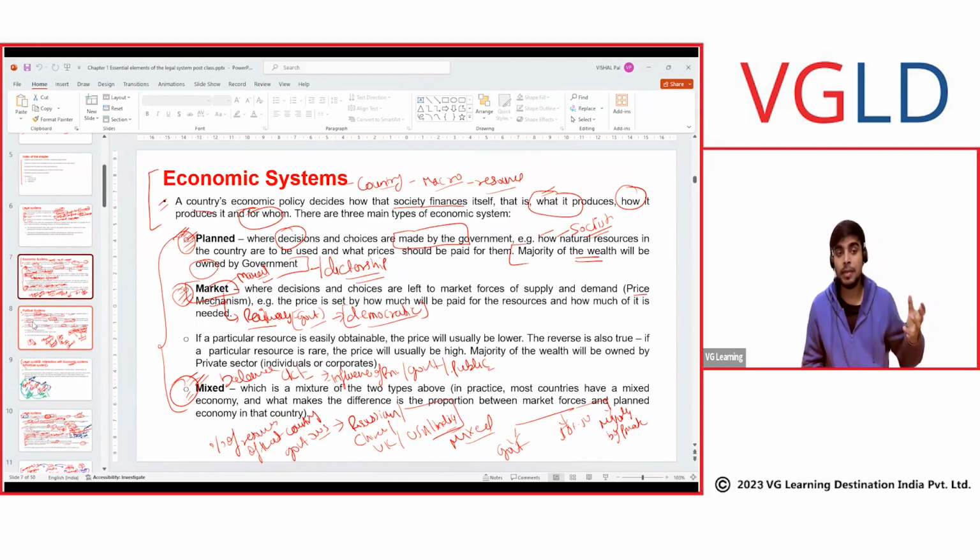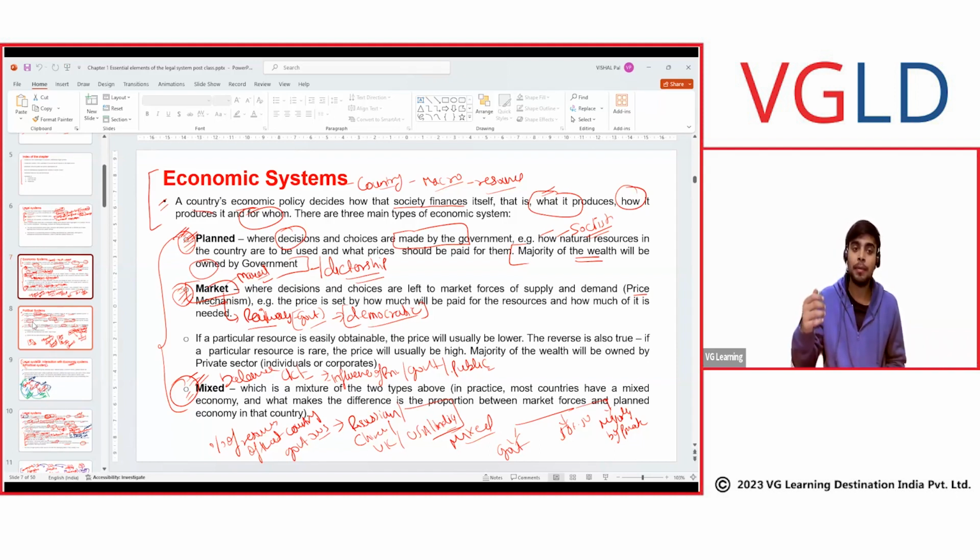So first we understand basically how legal systems are derived. For that we first understood what an economic system is: planned, market, mixed. Planned economy is basically government control, with less privately owned wealth. Market economy is driven by the market, based on demand and supply, with less government influence. And mixed economy would be a mixture of both.